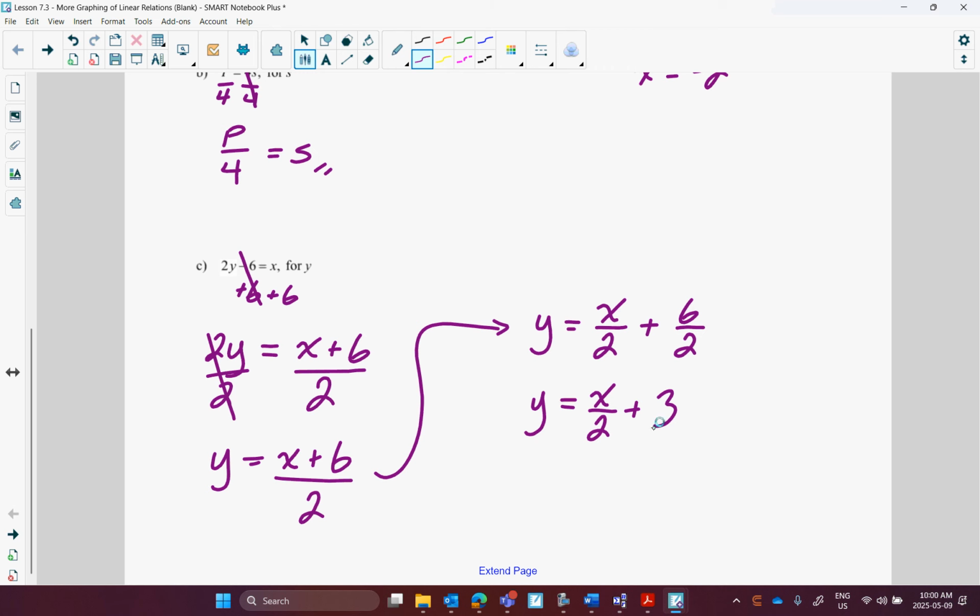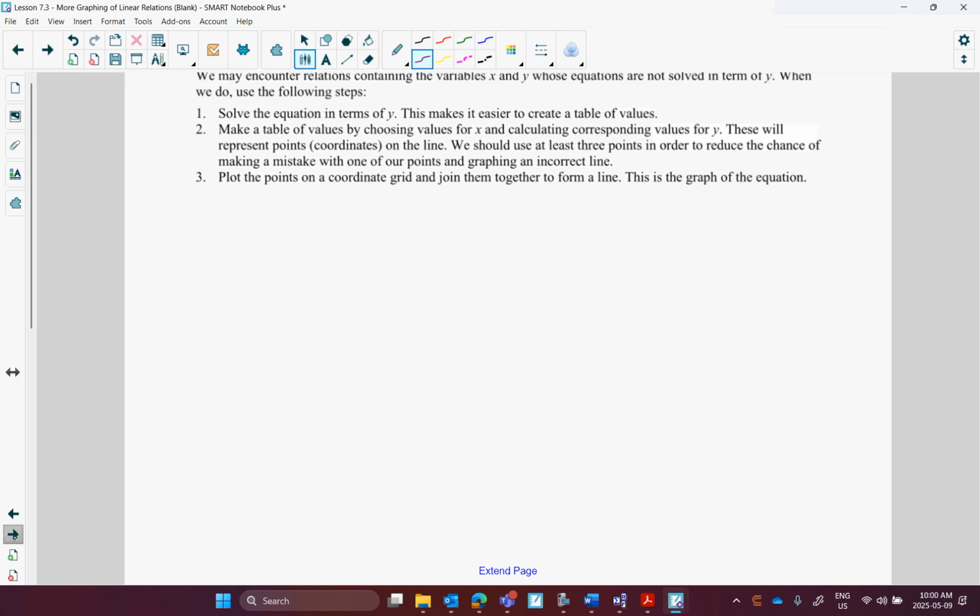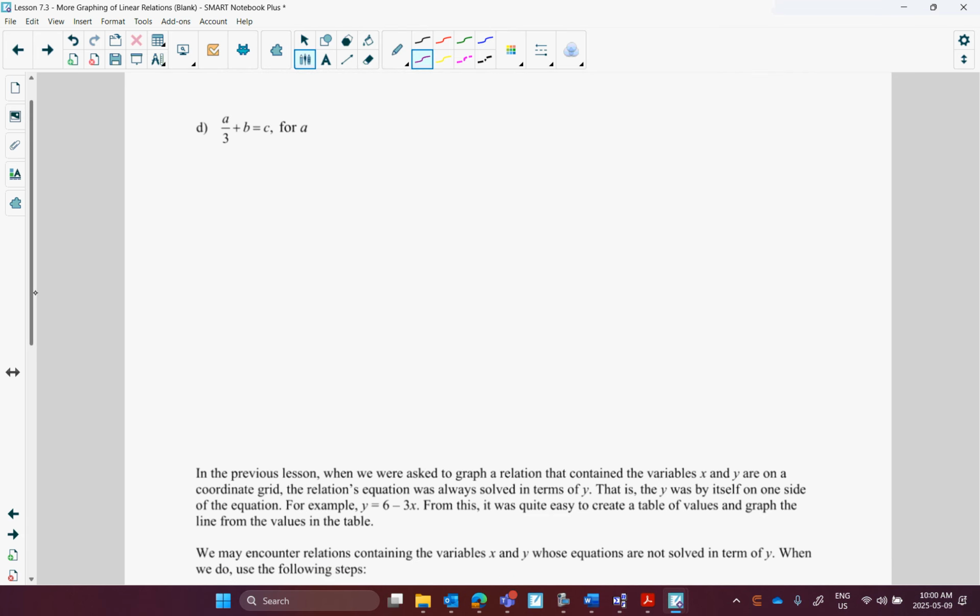So we're going to leave that for now, because we are going to see some equations in this lesson where there's some fractions involved, where we have to graph. Oh, sorry, we got one more. I thought we were done. Fraction equation, I hate fractions.